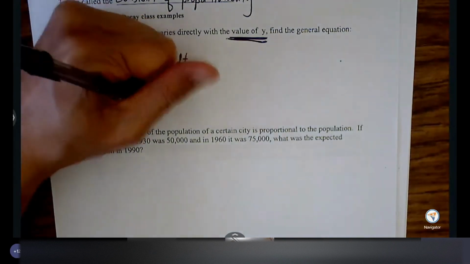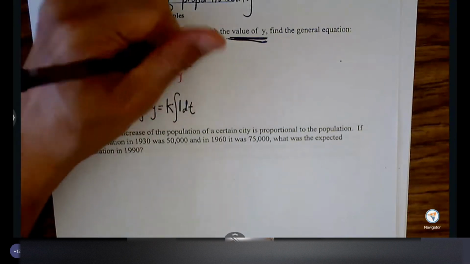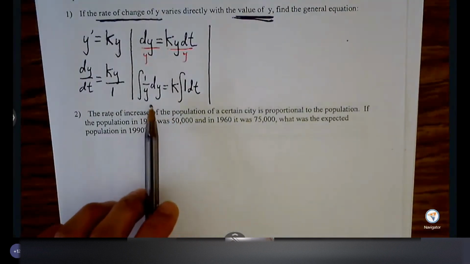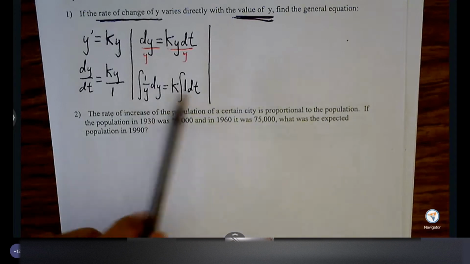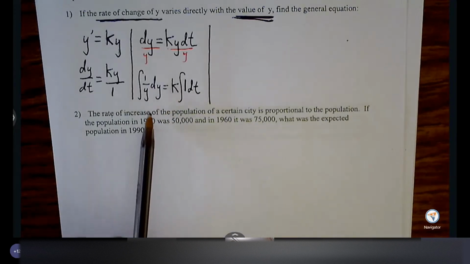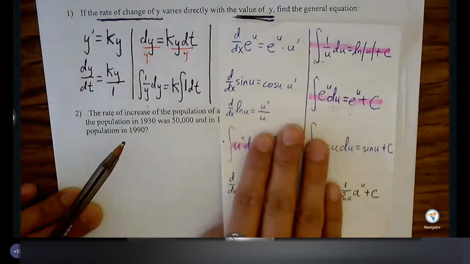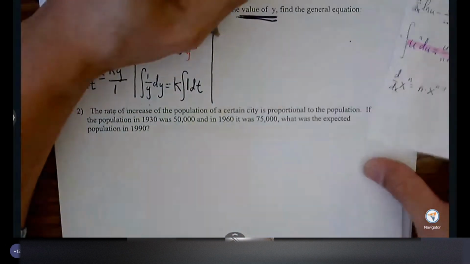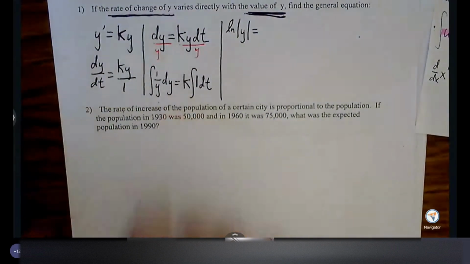I'm going to push that k out in front, and I'm going to put a 1 here as a reminder when we take the antiderivative. So integral of 1 dt. Variables are separated. The constant k is on the right side. I should be able to take our antiderivative now. So integral of 1 over y just becomes what? Yep, natural log absolute value of y. K is a coefficient, so that's going to stay. It's not going to go anywhere.